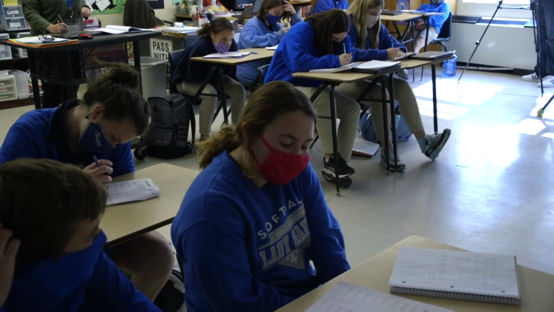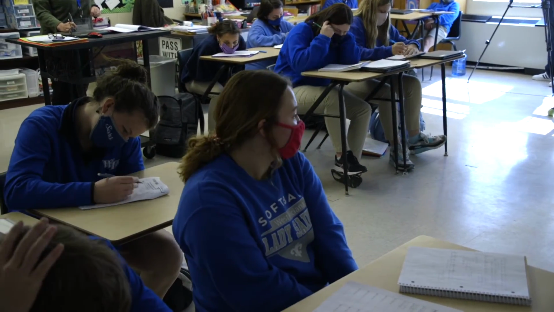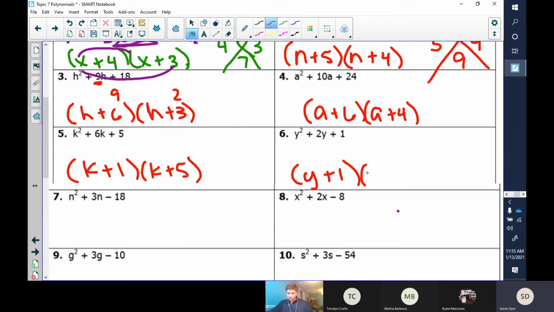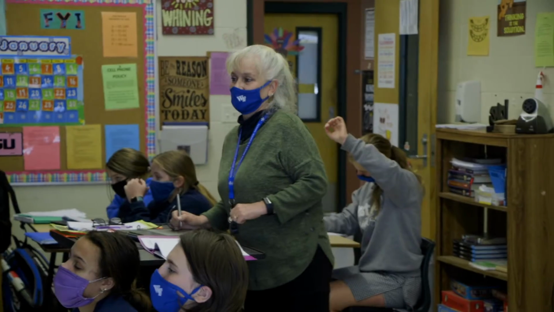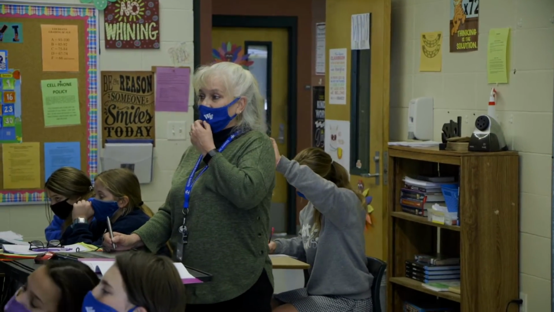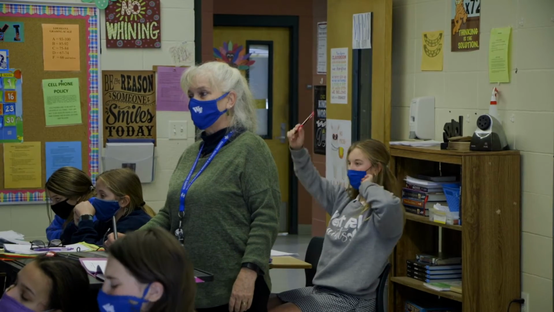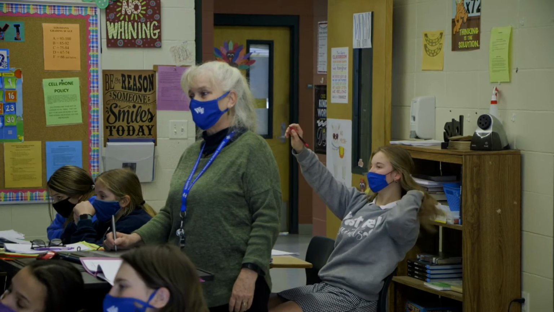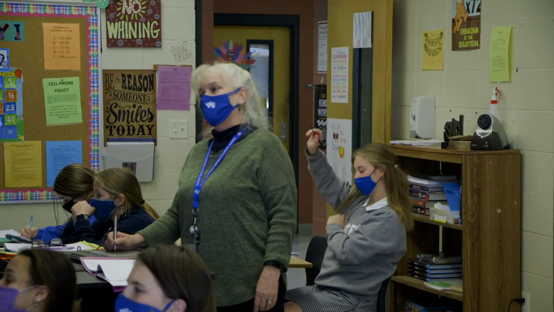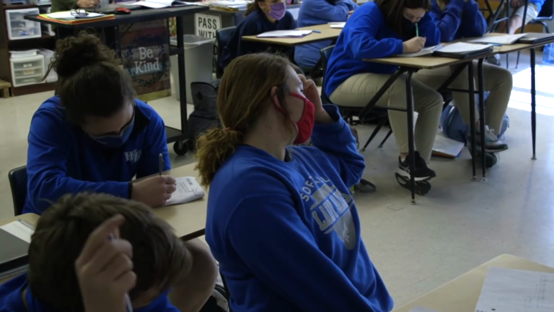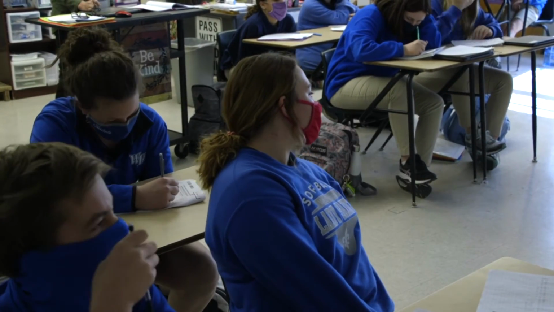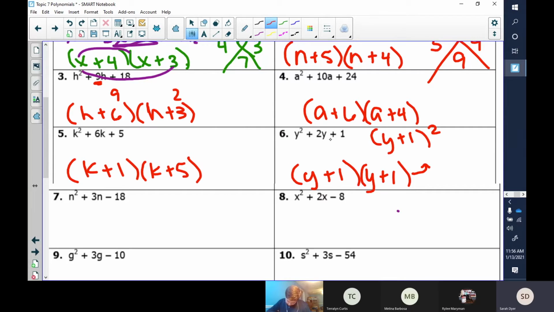And last one, okay, Amber? I said y plus 1 and y plus 1. Okay, so let's stop here for just a sec. What then do you notice about those 2 binomial factors? They are the same, and that is true. So is there another way to express this then, Amber? In parentheses, y plus 1 to the power of 2. Okay, squared. This is called a perfect square trinomial because the binomial factors are the same.